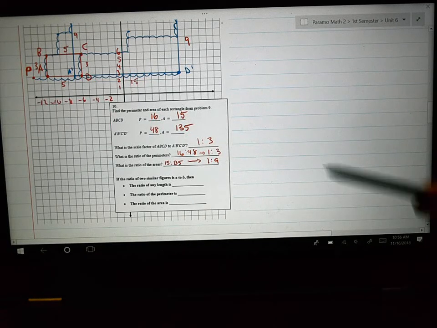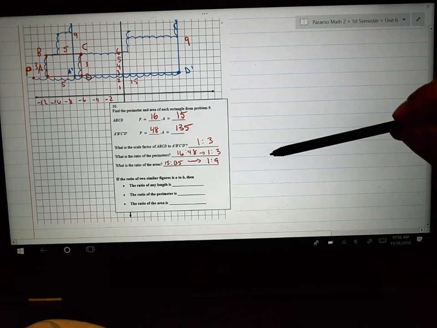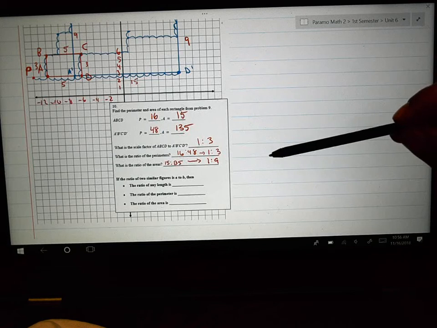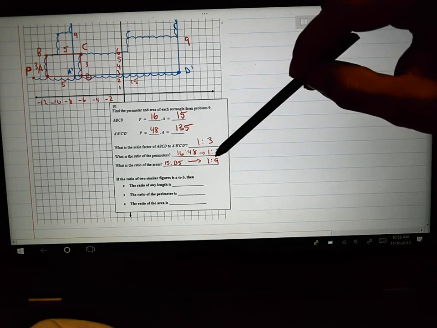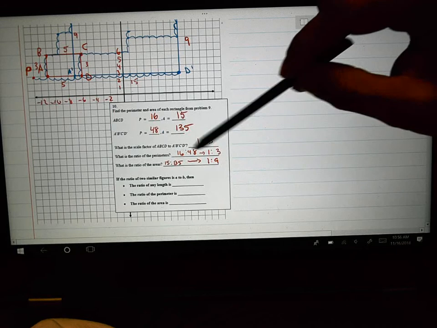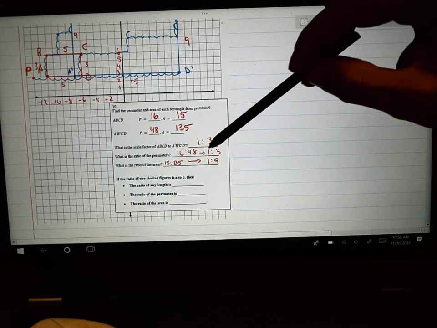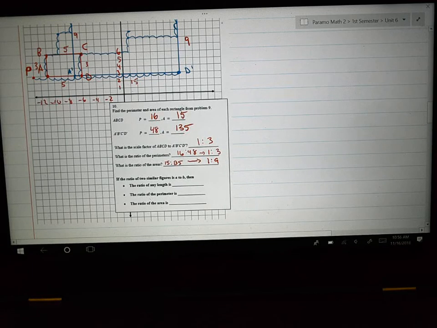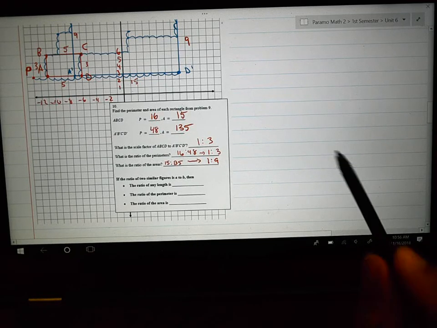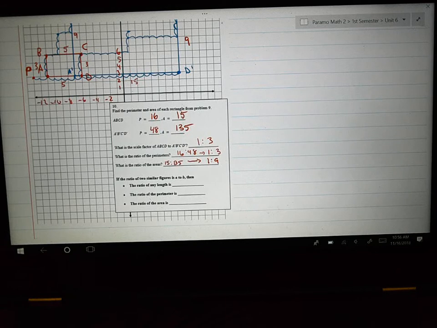What this is supposed to highlight, what this is supposed to let you know, is that the scale factor increases the perimeter by the same amount, but not the areas. The areas actually take that scale factor and you square it, and that's the ratio of the areas. Kind of hard to see just off of one example. So then they ask you an even harder question.